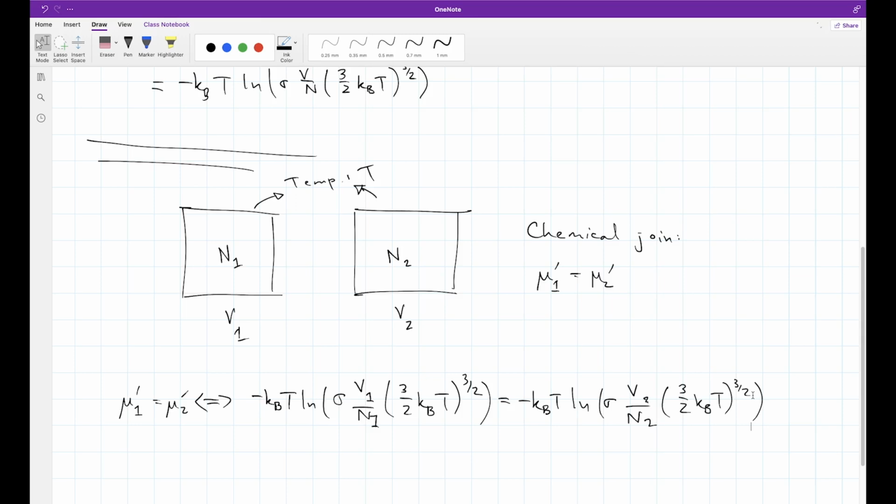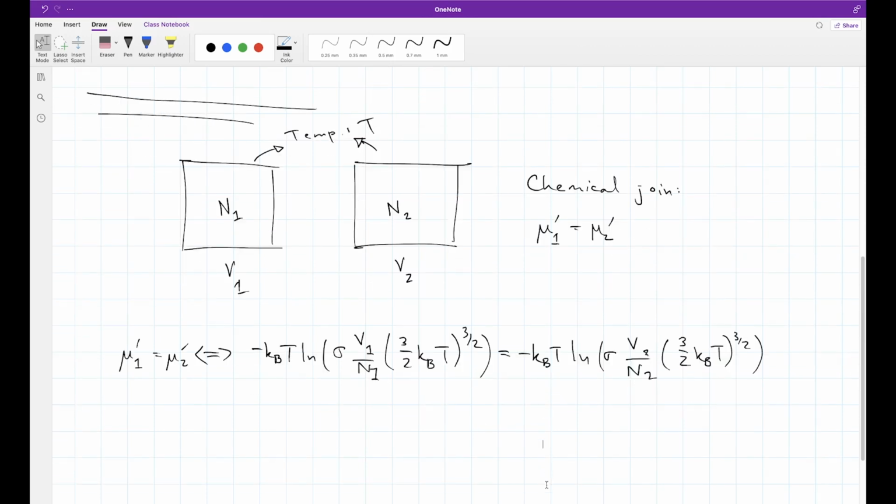Now we'll see in the next lecture that it actually is important that these two gases are the same species. So we have N1 particles in the first box and N2 in the second box, but it's the same type of gas in both boxes. That makes all of this a little bit simpler. All right, now that we have this expression, we can do a little bit more with it.